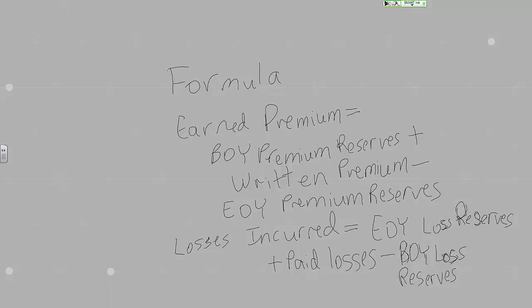This assumes that the loss reserves, both at the beginning of the year and at the end of year, were an accurate reflection of the actual losses that occurred. This assumes that actuaries always accurately predict loss reserves, which is not a reasonable assumption. This is why the calendar year method, while it's relatively easy to calculate, is the least accurate.